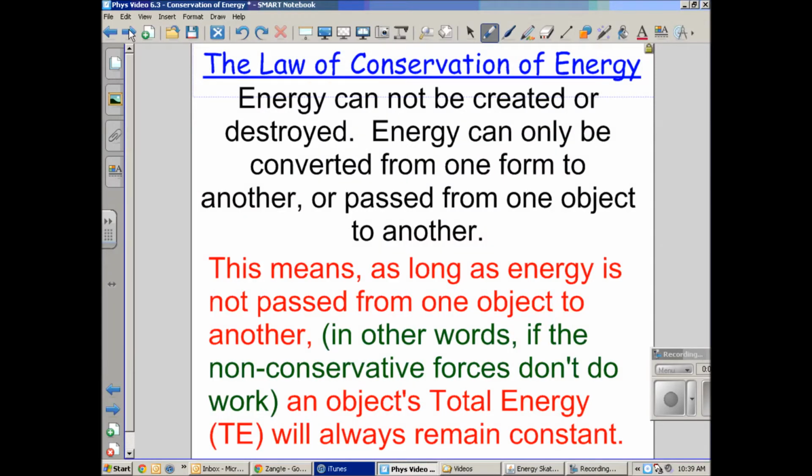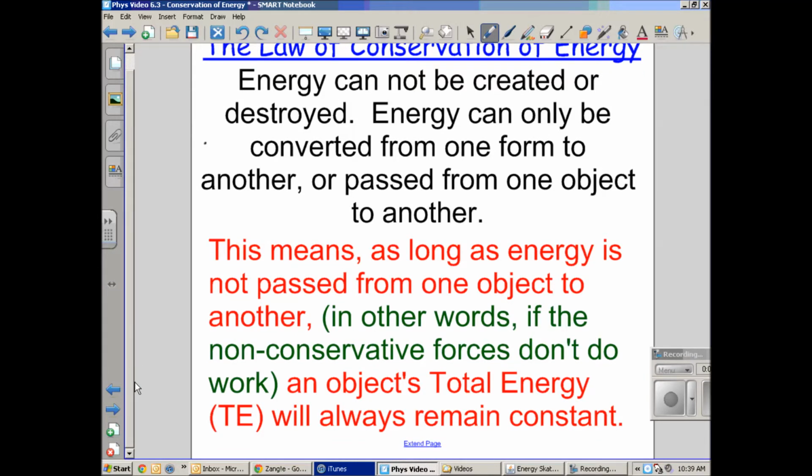Here's the law of conservation of energy. It says energy cannot be created or destroyed. Energy can only be converted from one form to another, like from kinetic energy to potential energy or vice versa, or passed from one object to another. The bottom of this really solidifies what we're going to be doing in this video. What this means is that as long as energy is not passed from one object to another, in other words, if the non-conservative forces don't do work, an object's total energy will always remain constant. So, total energy will always stay constant if the non-conservative forces don't do work.